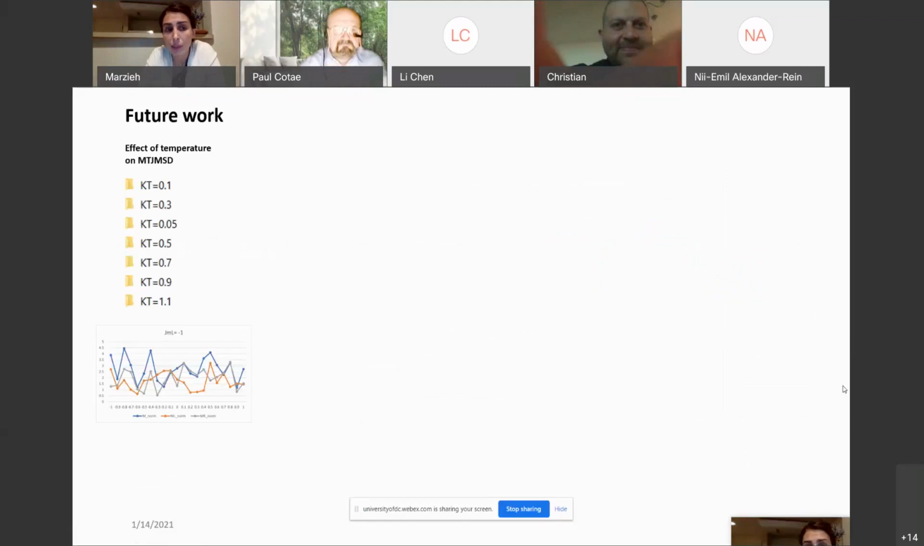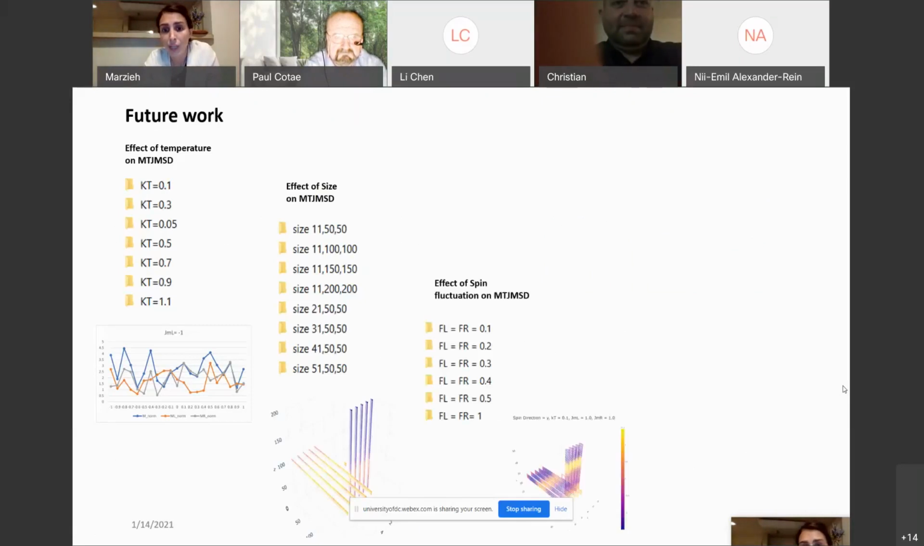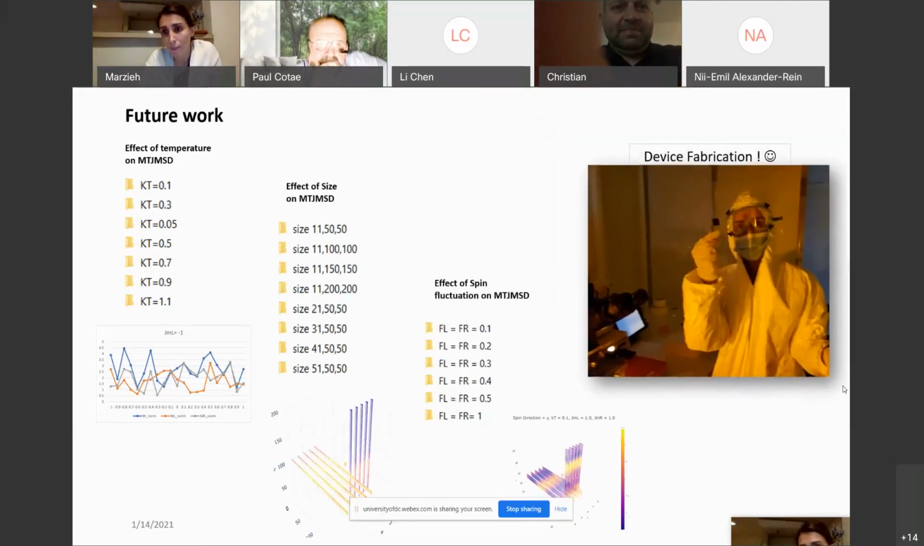So in the future, we are going to continue this study. I'm going to investigate the effect of different temperatures on the device behavior, and the effect of different sizes. We are going to see how far we can go with increasing the device size, and how much the molecule can still affect the total device behavior. Also, we will investigate spin fluctuation and different intensities of it, and a very exciting part, which is the experimental part and device fabrication.